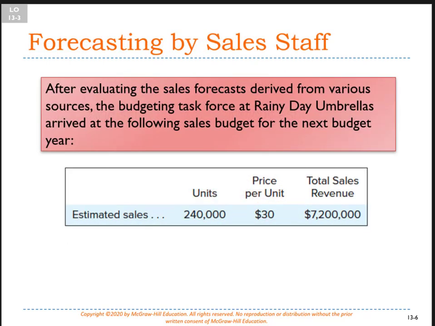sales staff forecasting, okay? So here we've estimated 240,000 units multiplied by the price per unit gets our total sales revenue. Pretty straightforward. Of course, 240,000 units. And of course, the price influences the volume, right? In theory, if we lower our price, we'll sell more. If we raise our price, we'll sell less. Okay, so that has a bearing. So we're looking at two pieces that are related and have a lot of outside influences on them.